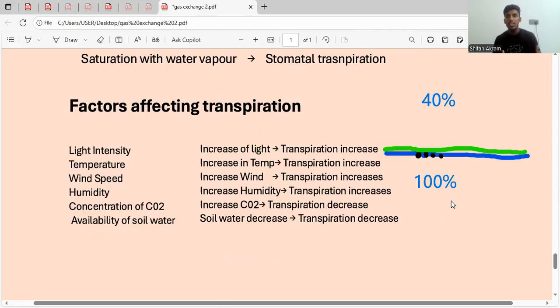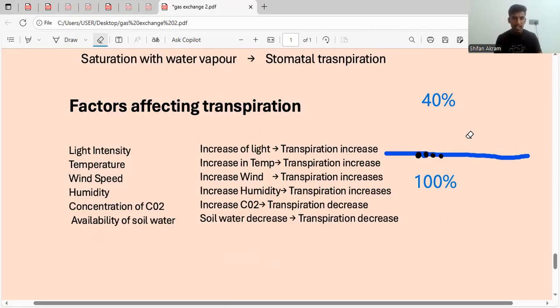But what happens if there is very high wind? When there is a very high wind, this surface layer is swept away. So there is no surface layer anymore. When there is no surface layer, there is a very steep concentration gradient, 100% to 40%. Because of this, more water is lost through the plant. So during windy conditions, the transpiration rate is high. When there is no wind, the transpiration rate is low.